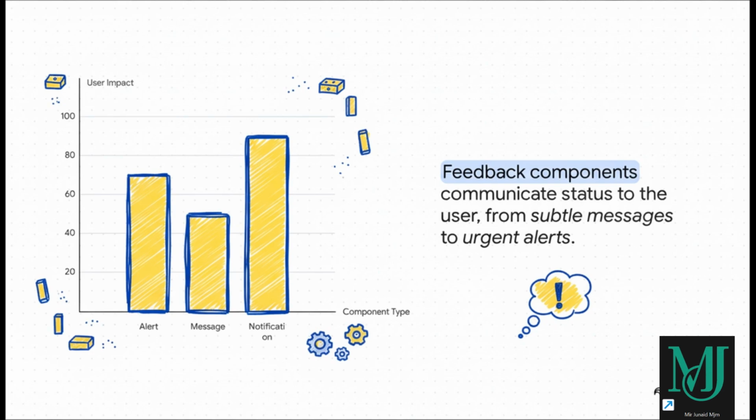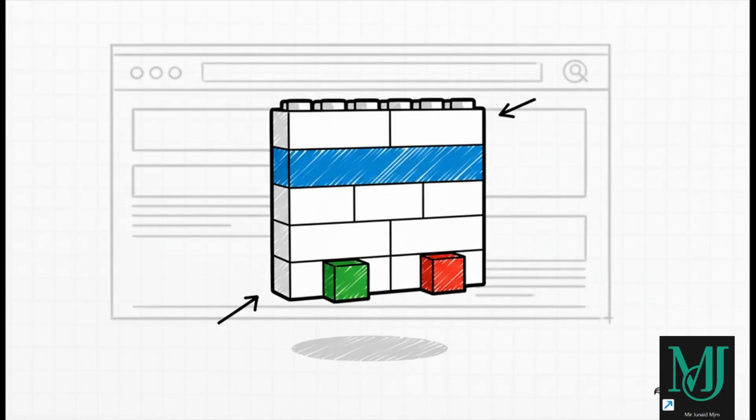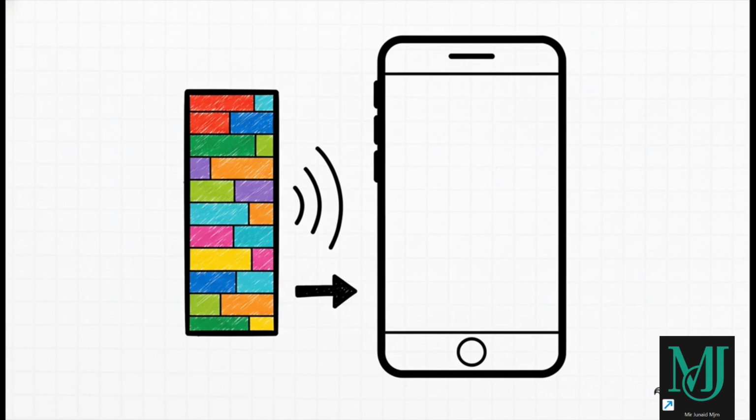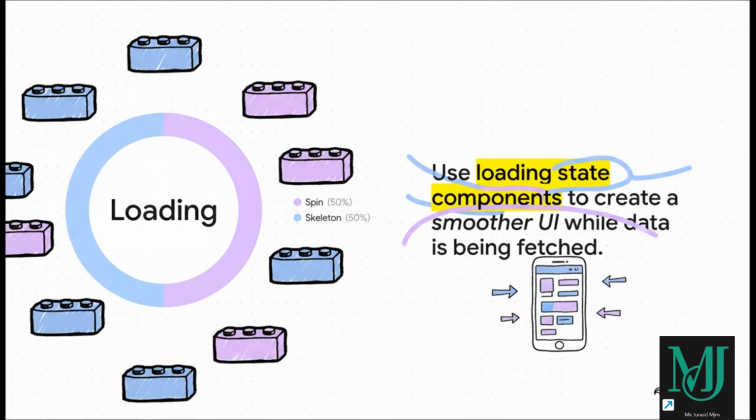Feedback components show success, warnings, or errors. Modals are pop-up dialogues for confirmation. Drawers are slide-out panels for menus or filters. Loading components like spinners or skeletons make the waiting experience smoother. Each one is a ready-to-use brick in your toolbox.